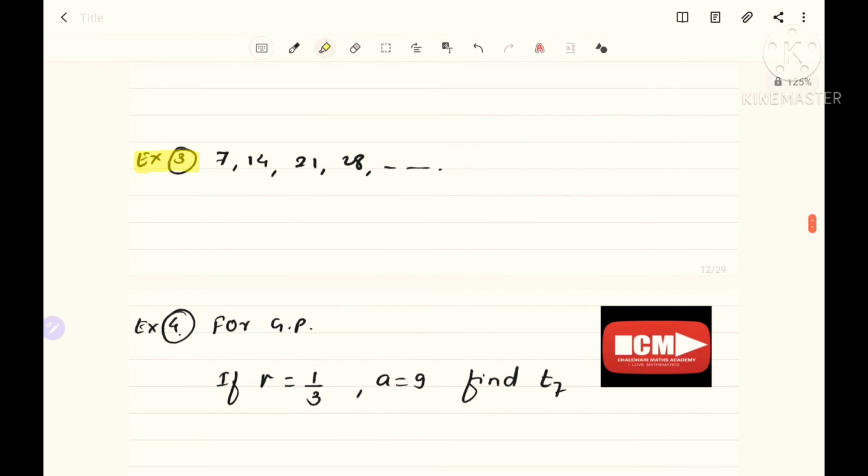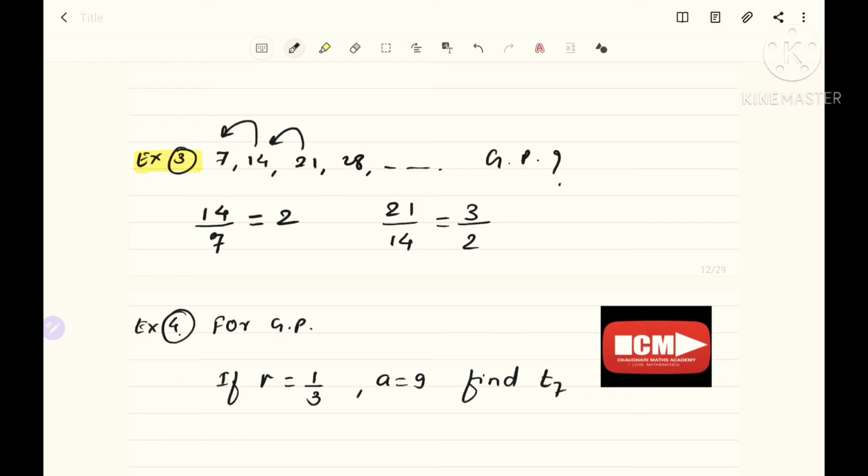What about this example number 3? The question is whether this sequence is in GP or not. To check whether the sequence is in GP or not, just try to take a ratio of successive terms. 14 divided by 7 is 2. What if you divide 21 by 14? The division goes through by 7. 7 threes are 21 and 7 twos are 14.